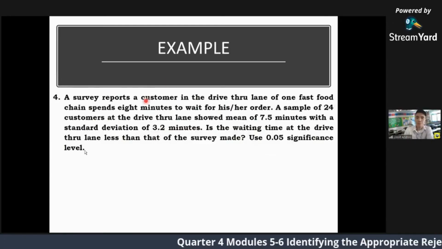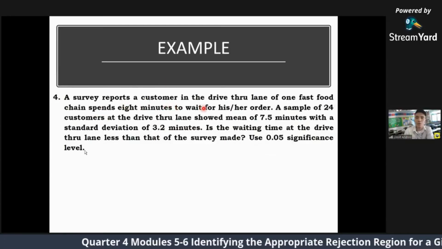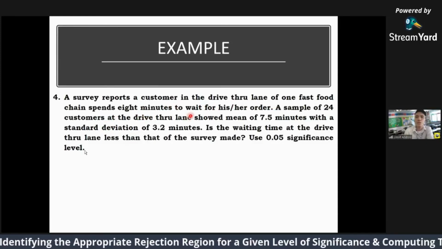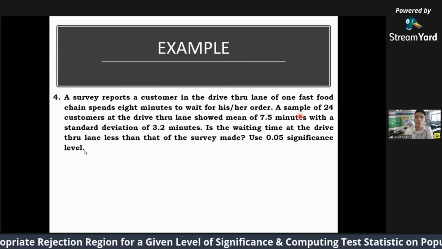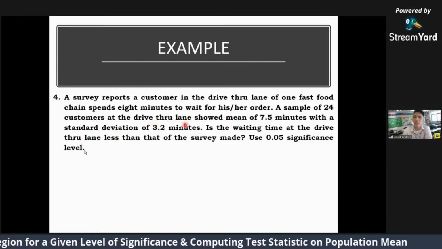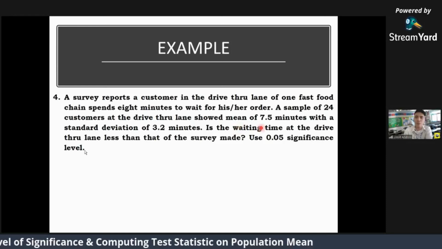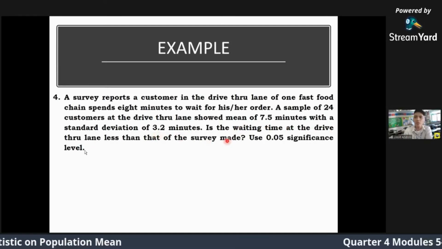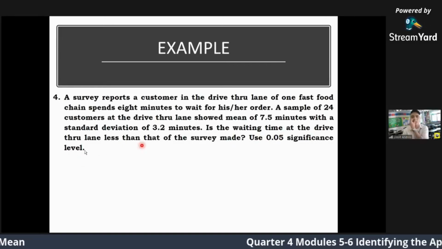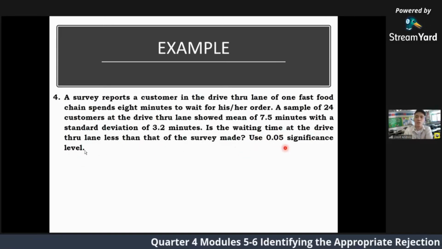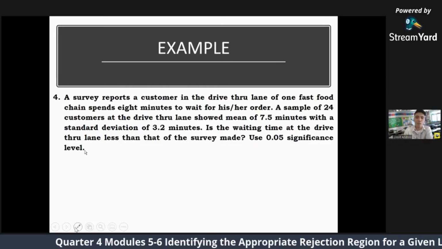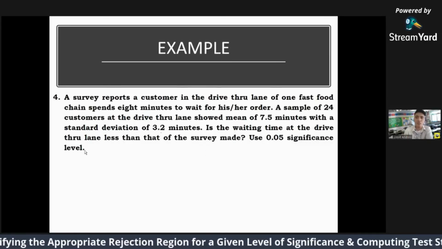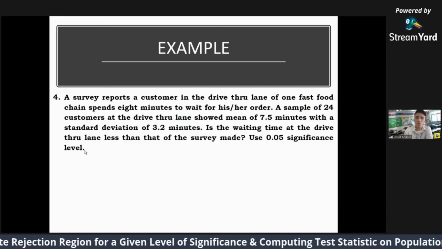Number 4. A survey reports a customer in the drive-thru lane of one fast food chain spends 8 minutes to wait for her or his order. A sample of 24 customers at the drive-thru lane showed a mean of 7.5 minutes with a standard deviation of 3.2 minutes. Is the waiting time at the drive-thru lane less than that of the survey made? Use 0.05 significance level. So basically, ang rule lang ani for this time is to determine the rejection region. So again, pangitaon na nato ang mga given.